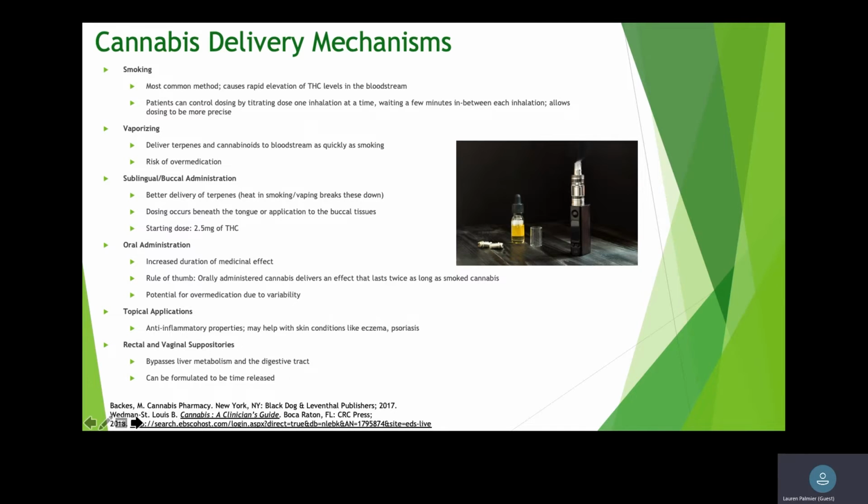So sublingual or buccal administration gives a better delivery of terpenes overall. When the terpenes or the cannabis product is heated in smoking and vaporizing, the overall delivery of terpenes is less. The heat basically breaks these down, and while a patient may still get some, they're not getting the full benefit that they would if they did not use a mechanism that breaks those down. So dosing, as we know, occurs beneath the tongue or applied to the buccal tissues. And starting dose here, again, we want to start patients at about 2 or 2.5 milligrams.